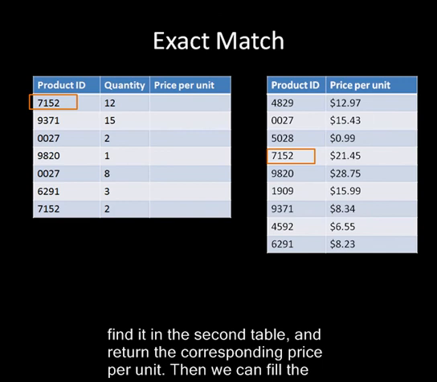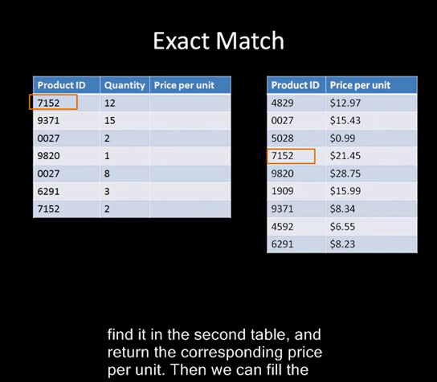Now let's do an approximate match VLOOKUP. In column D, we want to return the employee's region. The employee's ID number is created based on their region. So employees with an ID number between 1,000 and 1,999 work in the West region. Employees with an ID between 2,000 and 2,999 work in the East region, and so on for North and South.